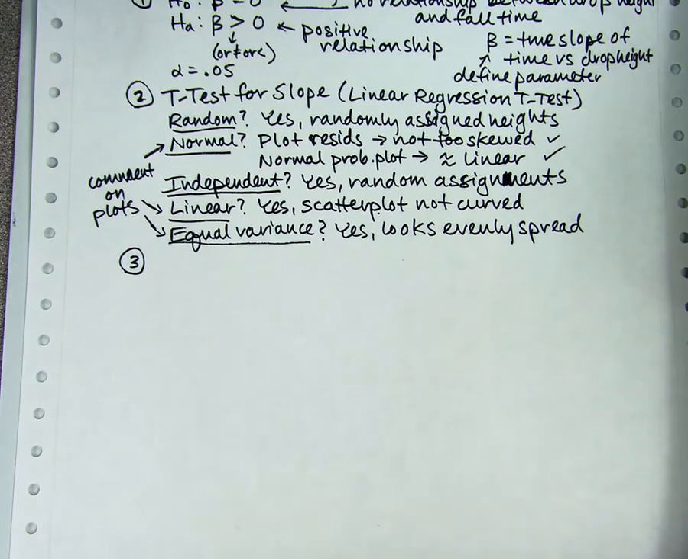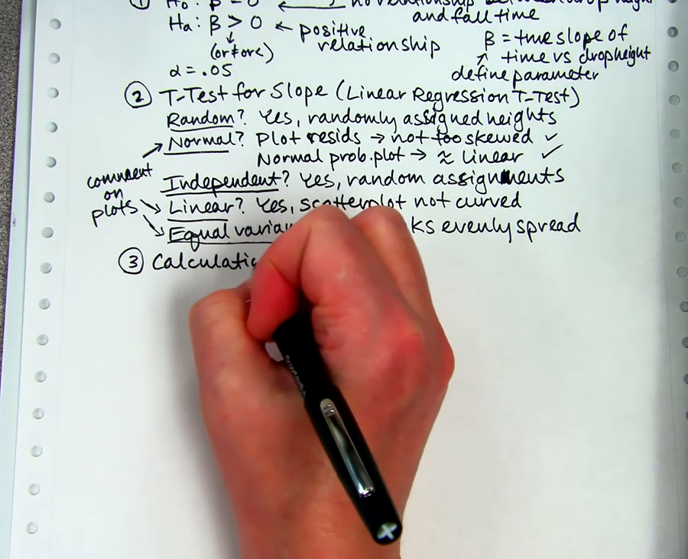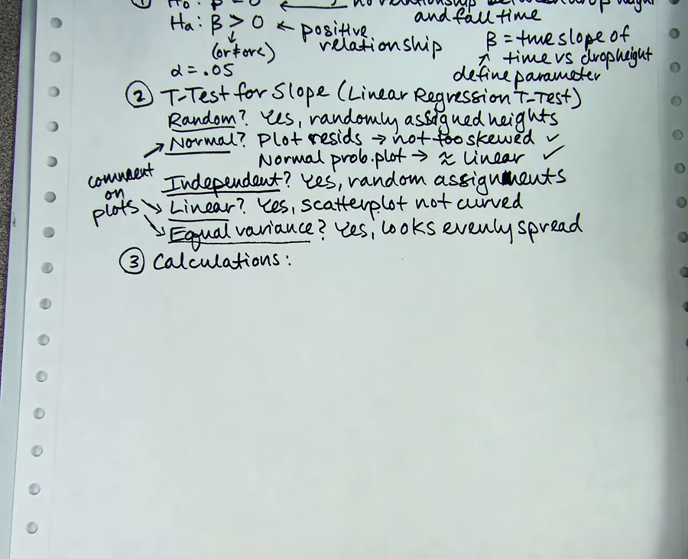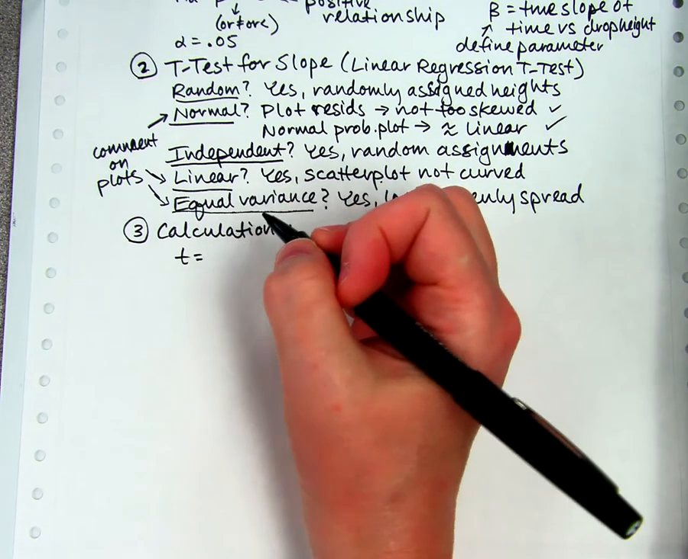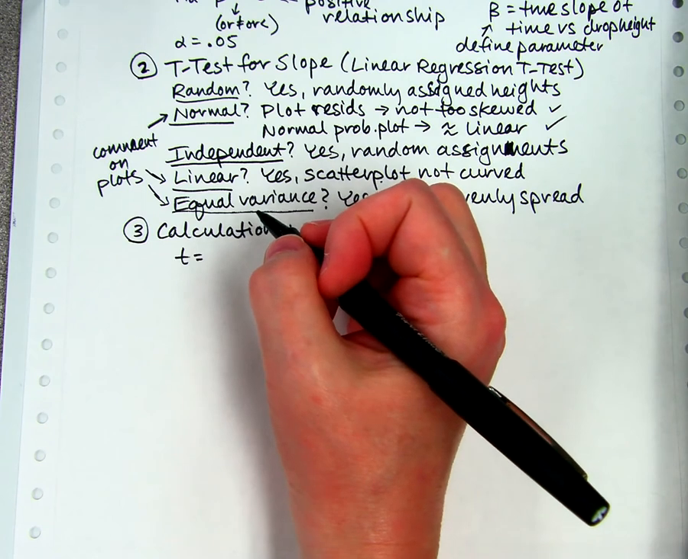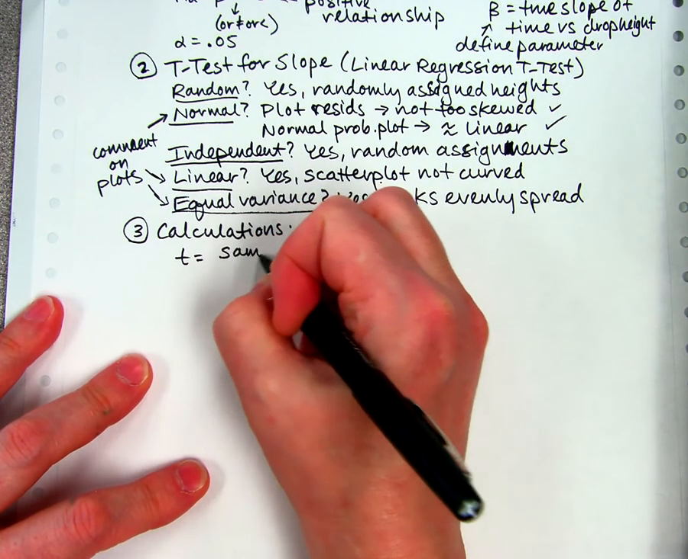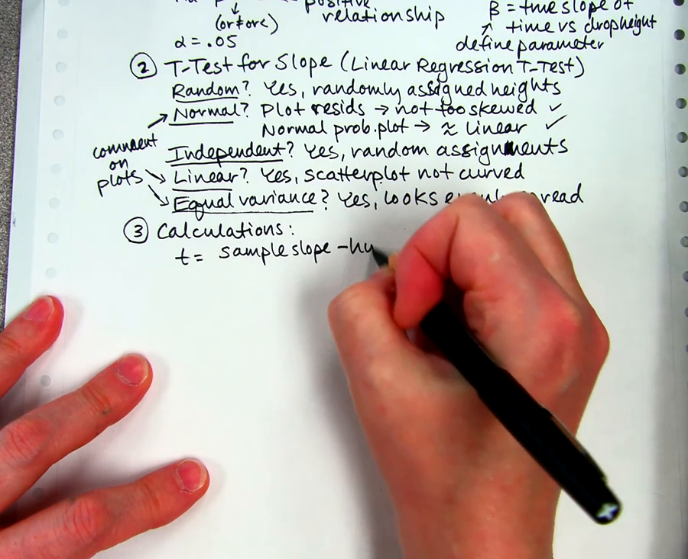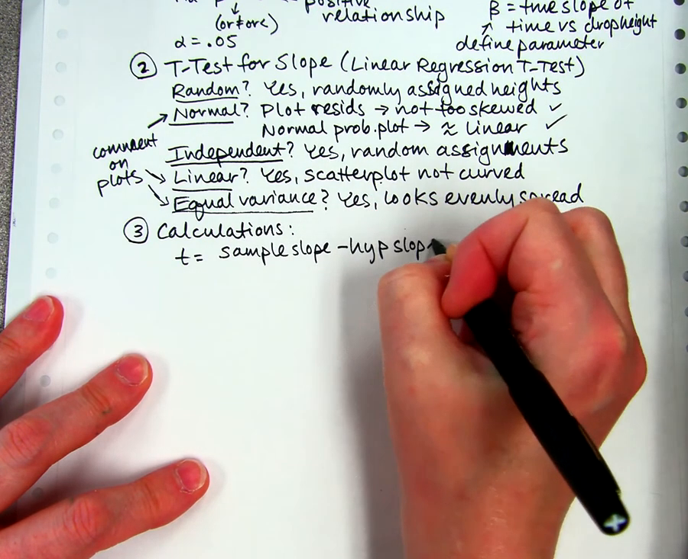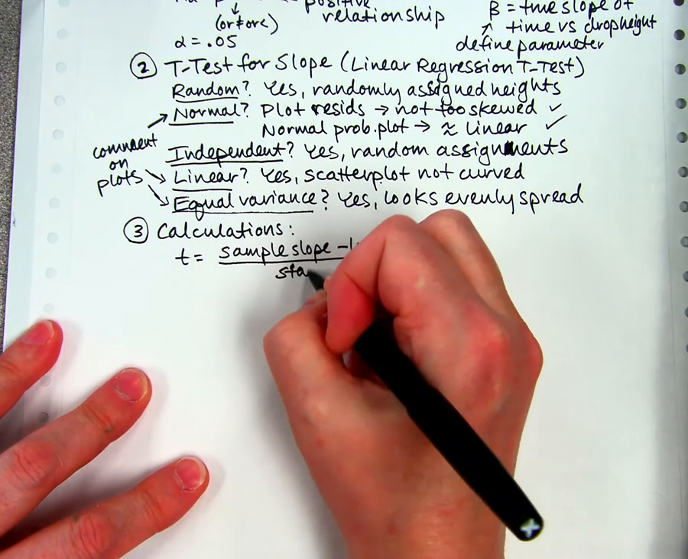Okay, 3 are calculations. Now this part's new because we haven't done a significance test yet, but it looks a lot like what we've done before, which makes me very happy. It's like if you already know all the other stuff, this should be no problem. It's always something about the sample. It's going to be the sample slope minus the hypothetical slope from our hypothesis divided by some kind of standard error.